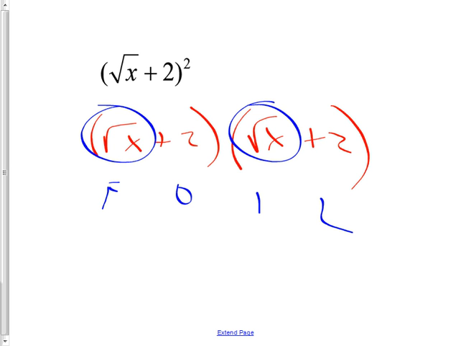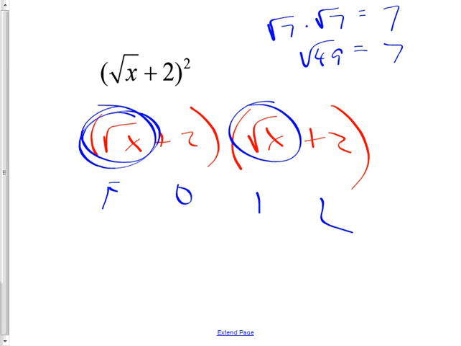It's just x. You were right. The square root of something times the square root of something, it's like this. The square root of 7 times the square root of 7 would be 7. Why? Because the square root of 7 times the square root of 7 is really the square root of 49, and that is 7, see? So it's whatever's underneath the root. So if I'm doing this times this, square root of x times the square root of x, it's just x.